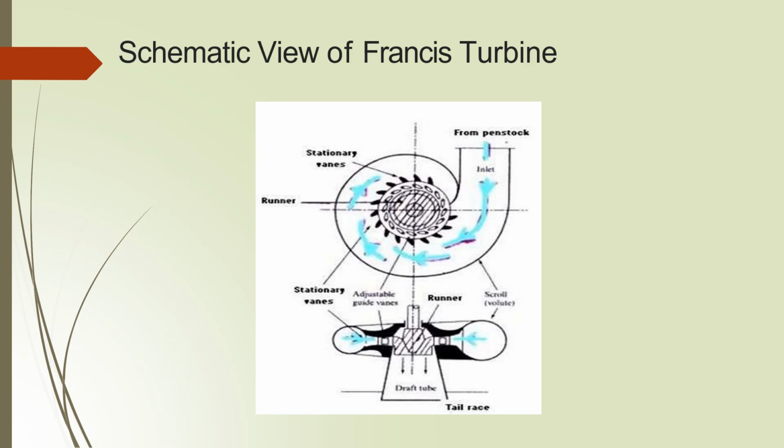So this is a schematic view of a Francis turbine. You can see both the front view as well as the top view. Stationary vanes are there. You can see the runner. You can see the water getting in from the penstock. You can see the runner, the stationary vanes, and adjustable guide vanes. Then you can see the scroll here. The draft tube is at the bottom, and the tail race you can also see here. So this is a schematic diagram of a Francis turbine.